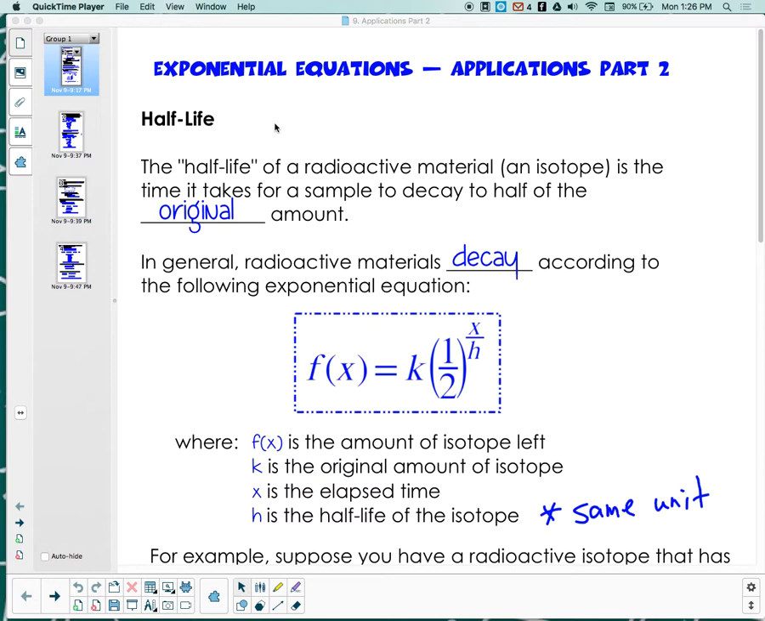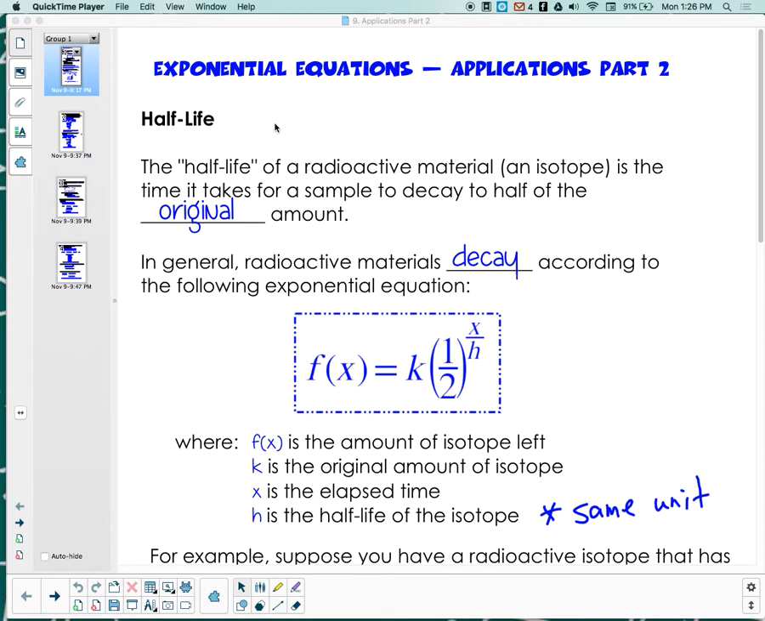Our page has A sub L, A sub O instead of F of x. Oh, I hate that notation. You have A with the little lower O. That just represents the initial amount, and then the other A would be what's left over. Can we just use those? Yes, you can use these. It's just notation. It's the same thing.